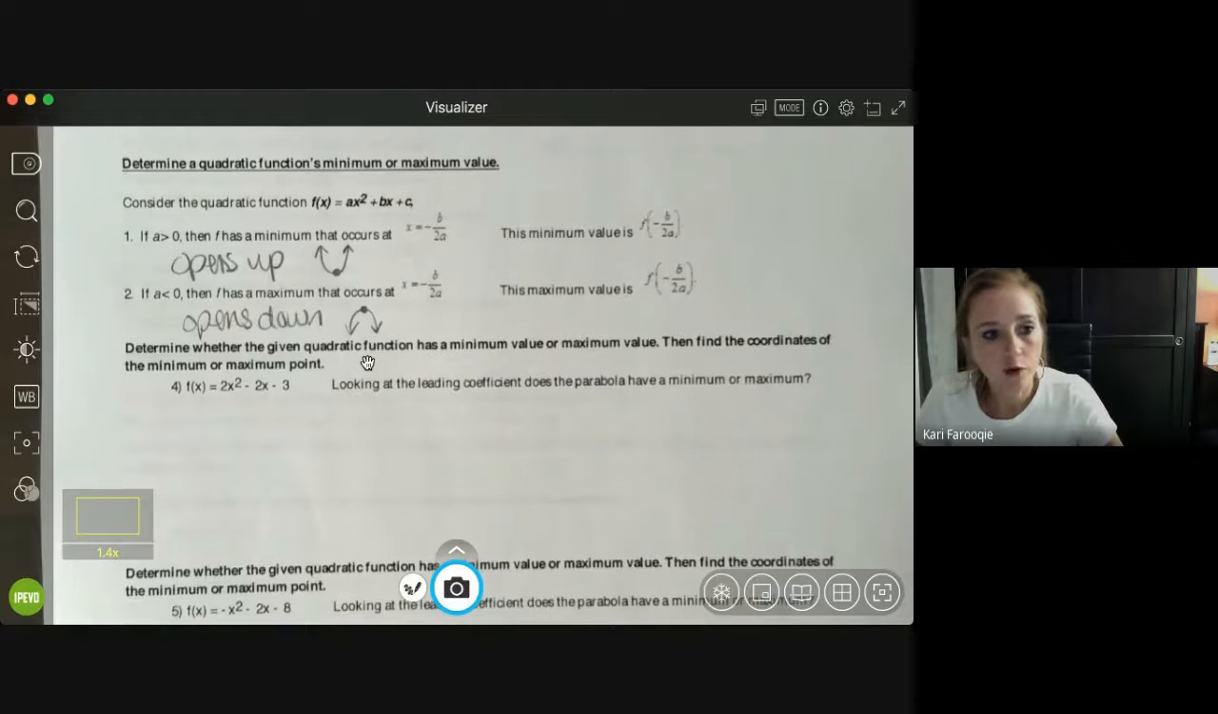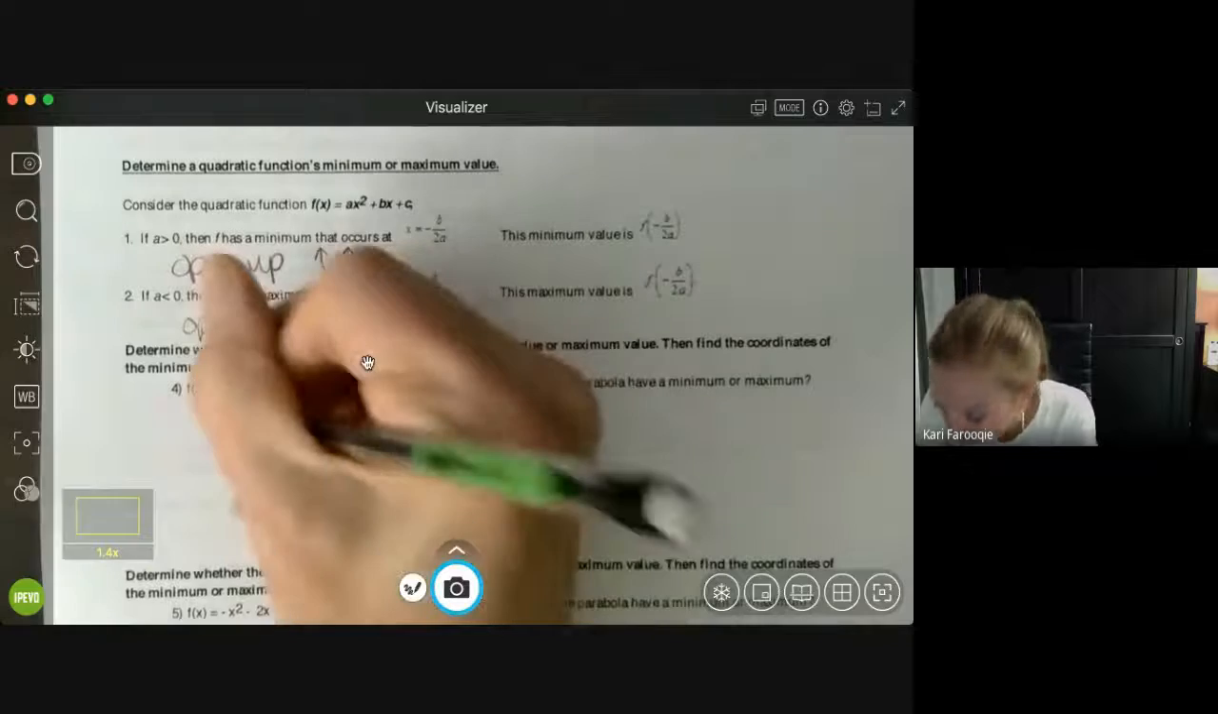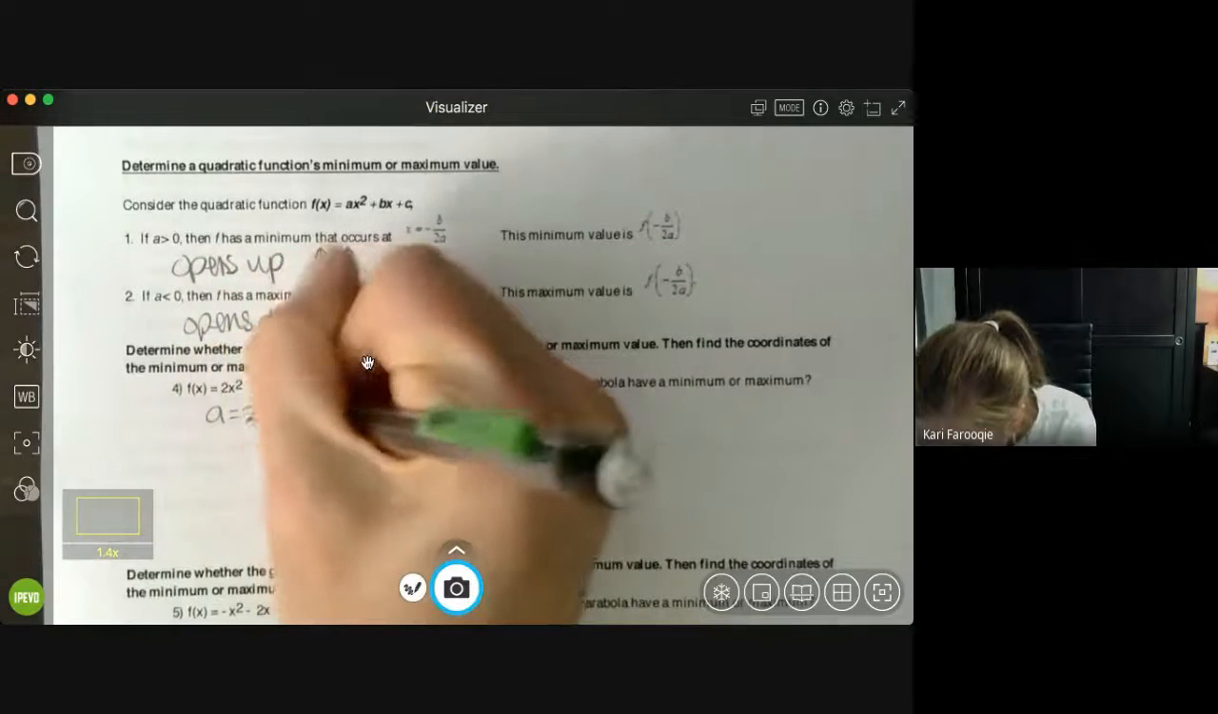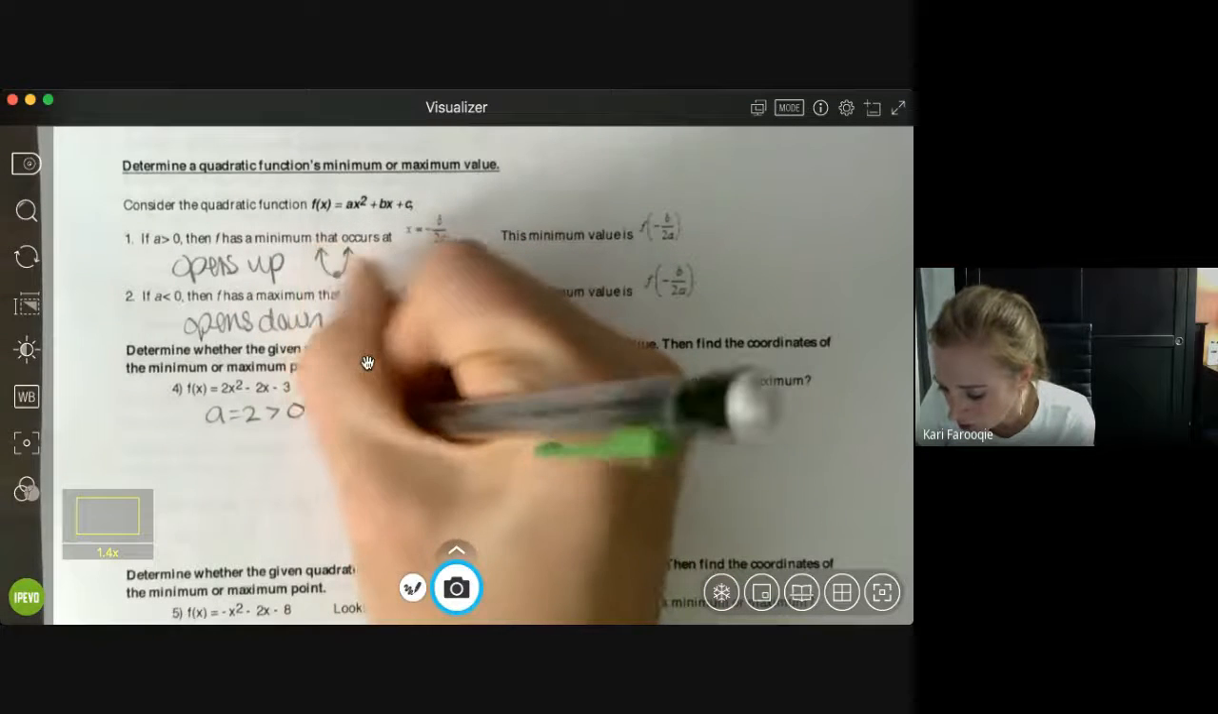So for number 4, we have f of x equals 2x squared minus 2x minus 3. First you're going to determine, do we have a minimum or maximum value? You know that a is 2, and 2 is greater than 0. Therefore, it must be the case that your parabola opens up.